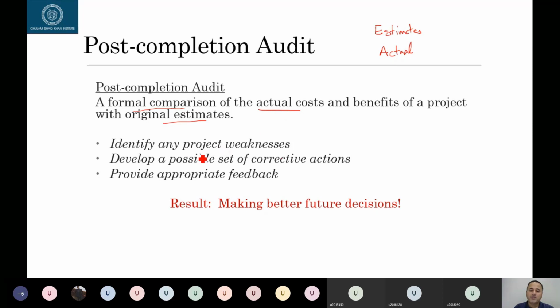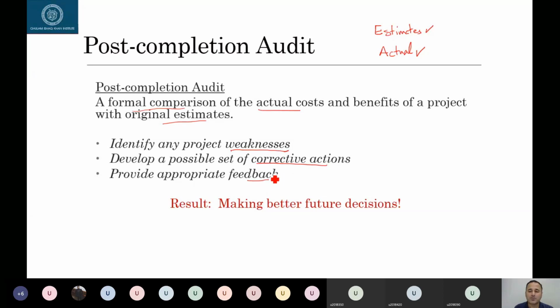Why is it important? Because it helps you identify the project weaknesses. Sometimes there are problems in the project implementation. Sometimes there are problems in your estimates, your estimations actually. And the other reason we use post-completion audit is because it develops a possible set of corrective actions. Once you compare your actual outcomes with the estimates, then you try to find out where are the areas where we lacked in this project? Then you can take corrective actions.